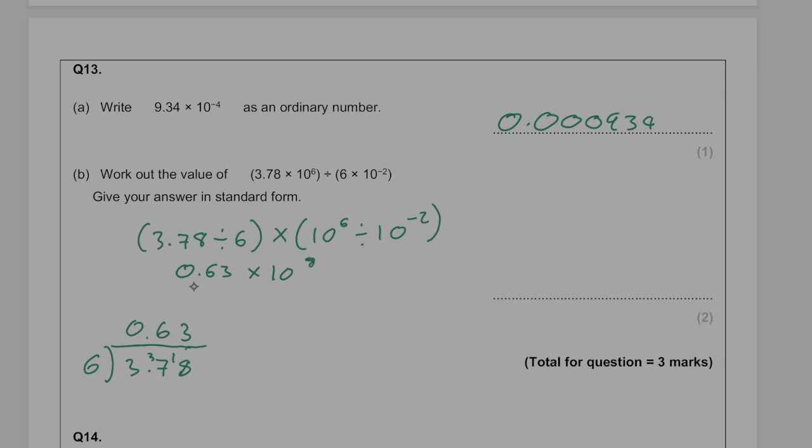And then we need to convert that number. That's actually going to be 6.3 times 10 to the minus 1 times 10 to the 8, which will give us 6.3 times 10 to the 7.